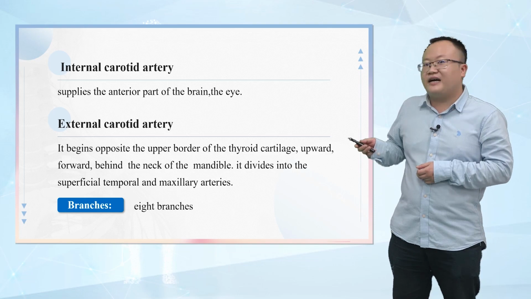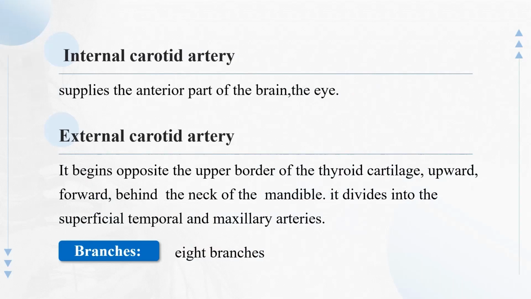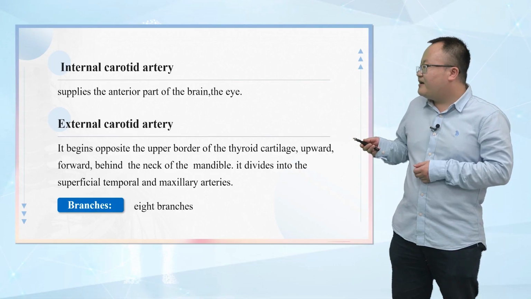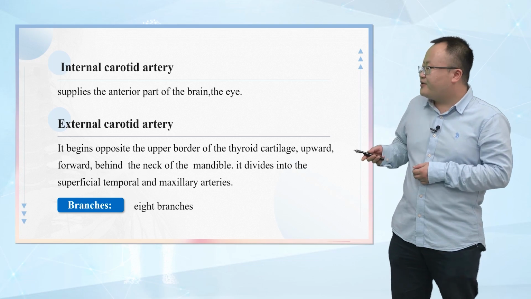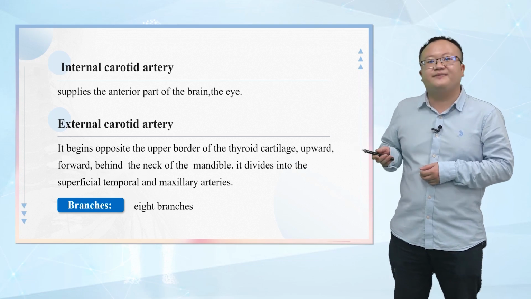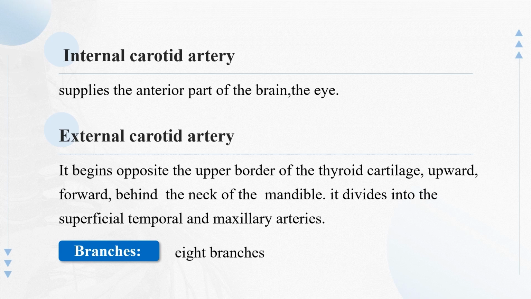The external carotid artery begins opposite the upper border of the thyroid cartilage and runs upward, forward, and behind the neck of the mandible. It is divided into the superficial temporal and maxillary arteries. It has 8 branches in total.